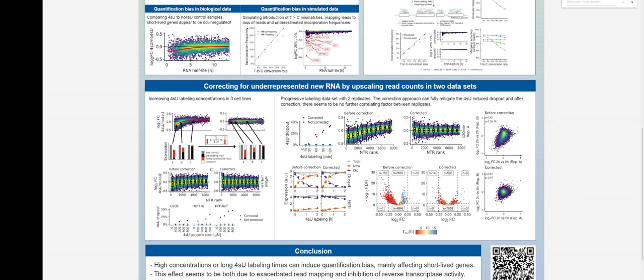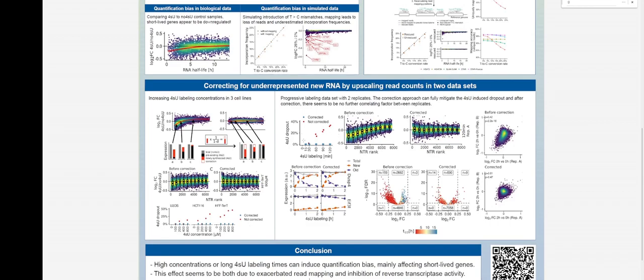As I've said before, we created a labeling dataset with increasing 4SU concentrations in 3 cell lines and could quantify the bias and also correct for it with this upscaling approach in all the cell lines and concentrations, as you can see as an example here for the 800 micromolar example, but also for all cell lines and all concentrations down here. The same is true for our progressive labeling dataset with 2 replicates. We could quantify the bias and completely correct for it.